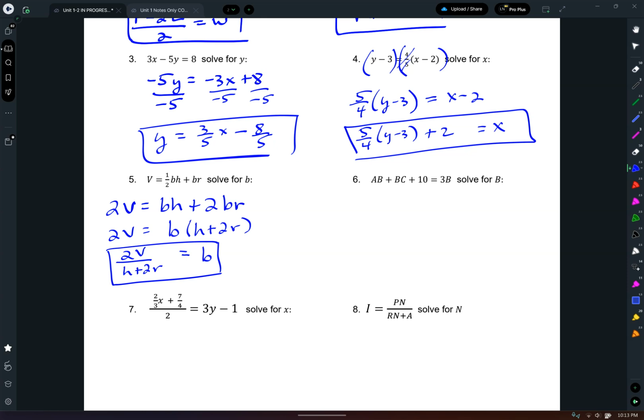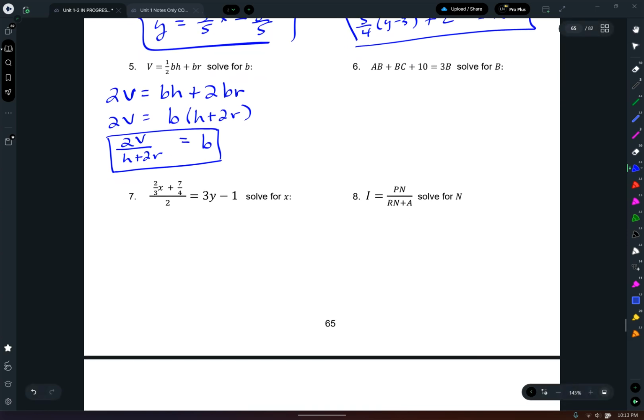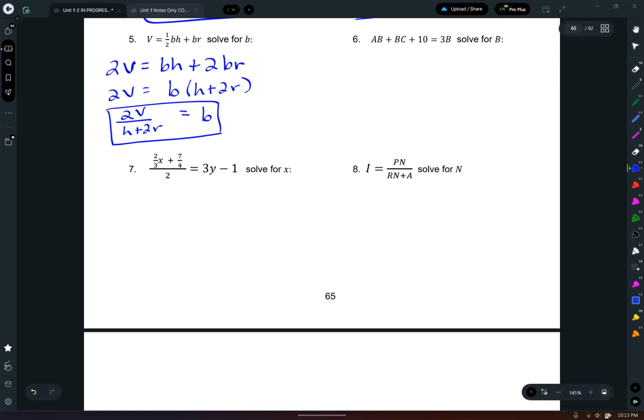Now look at number 6. I want to solve for b. So look how many b terms there are. I see 3 b terms. So remember on number 5, when I had multiple terms, I needed to factor it out. So before I can factor out a b, I need to get all my b terms together.